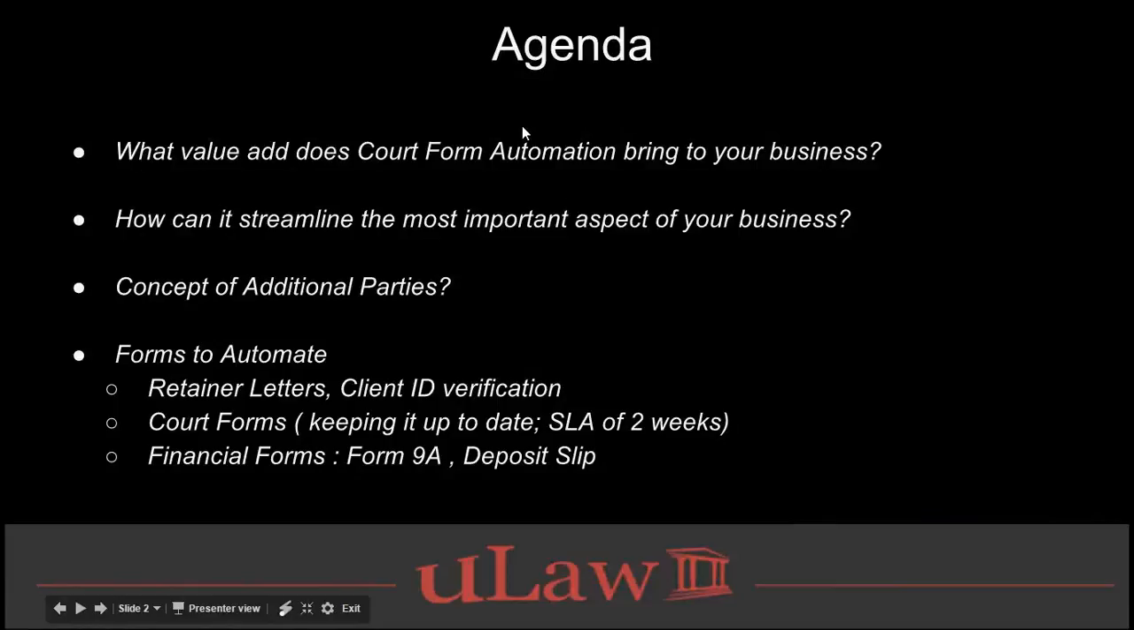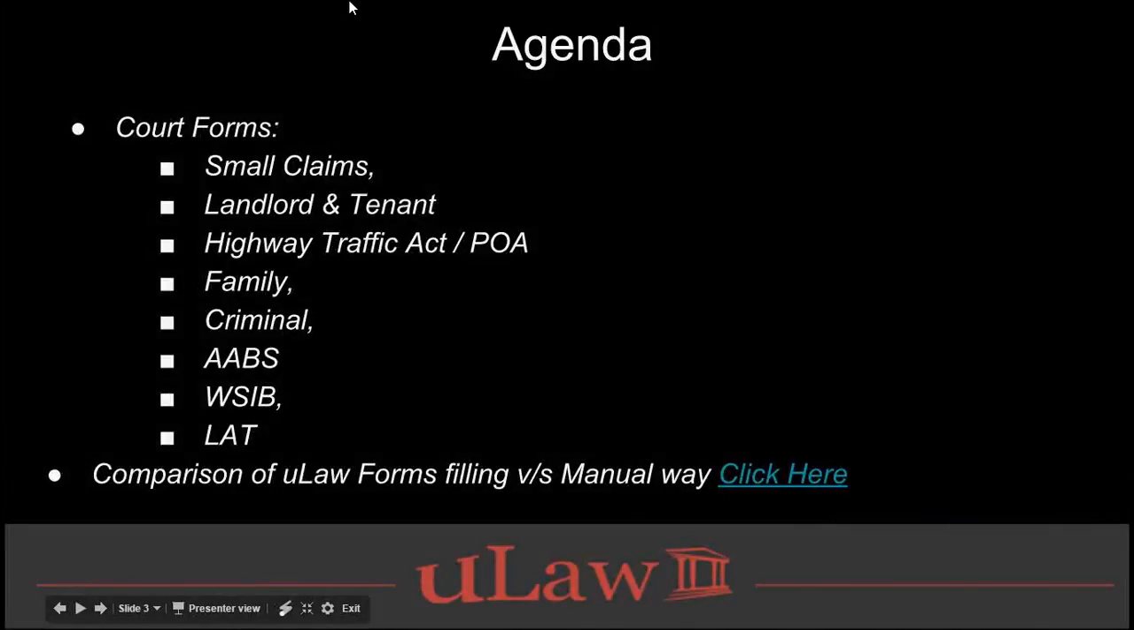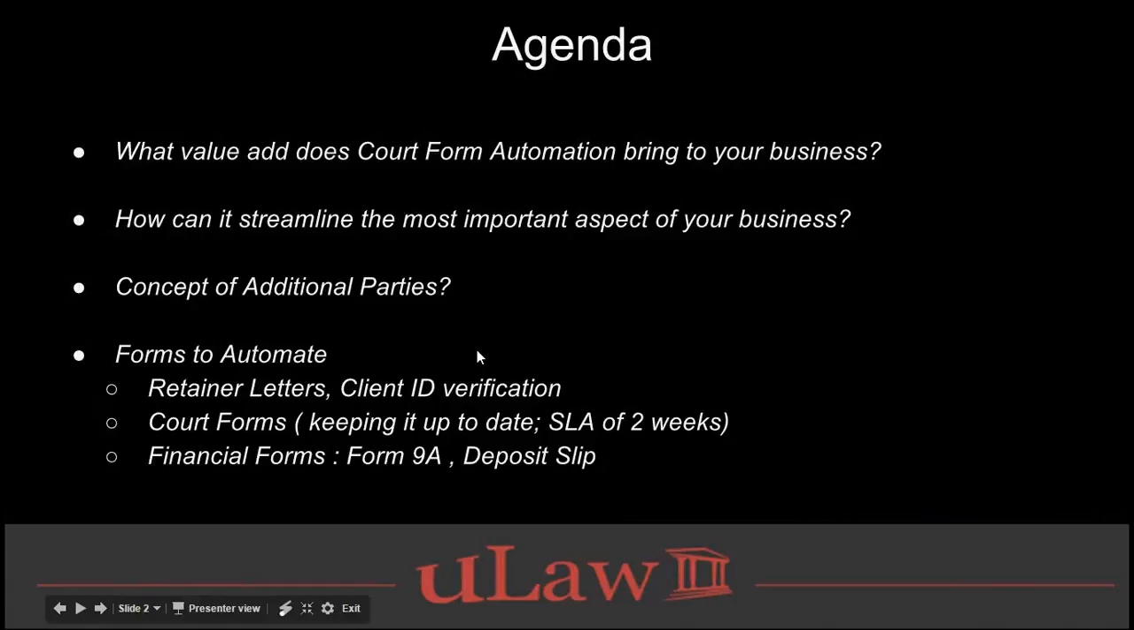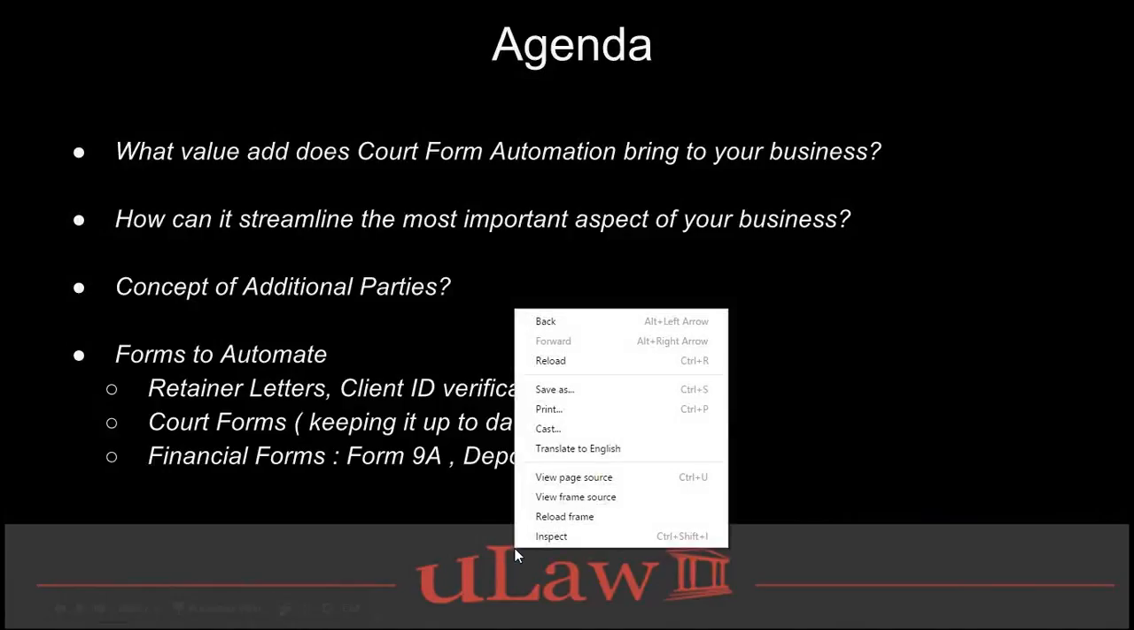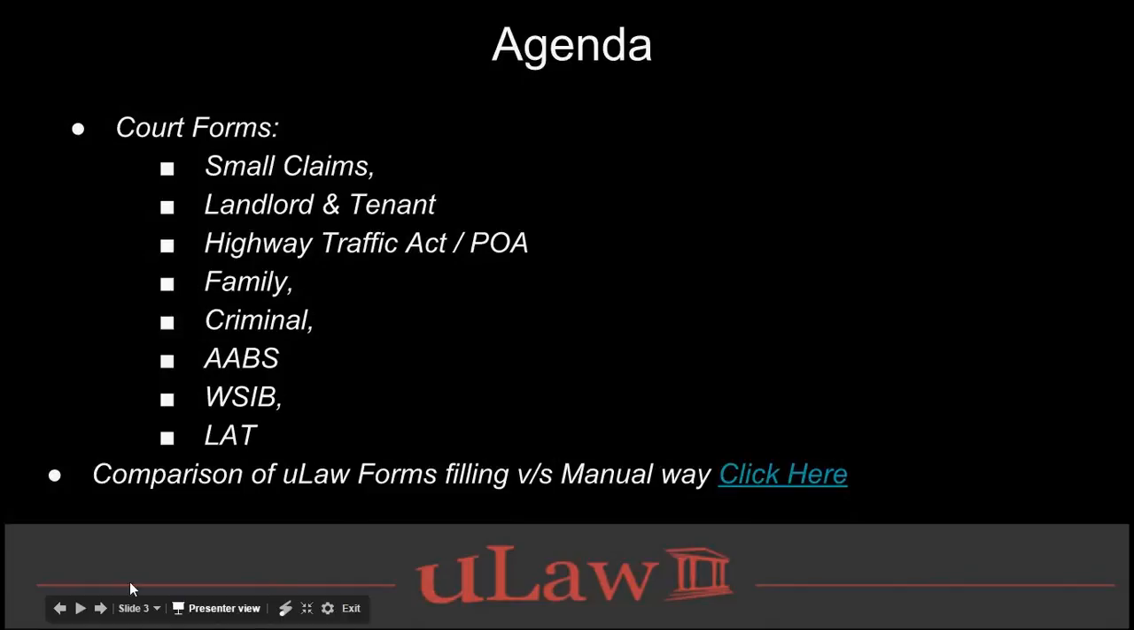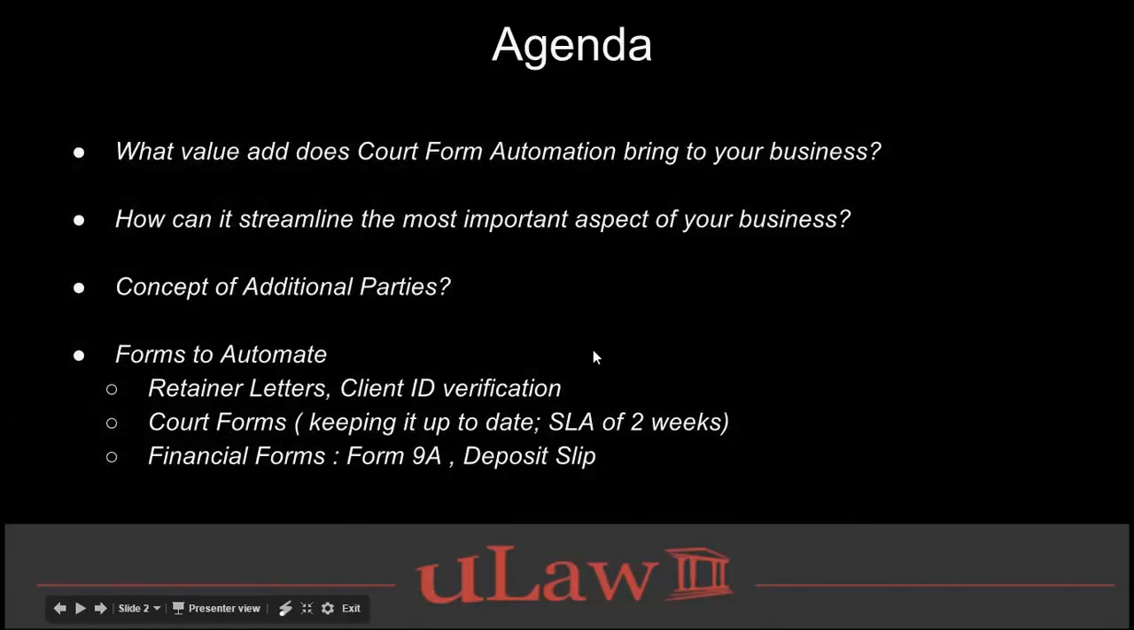How automation can streamline one of the most important aspects of your business: the ability to fill out these court forms, whether that's small claims, HTA, POA, family law, criminal, accident benefits. There are various silos of legal professions today that necessitate you as a legal professional to fill out these forms. So we're going to be talking briefly about those different silos and how uLaw manages the automation.